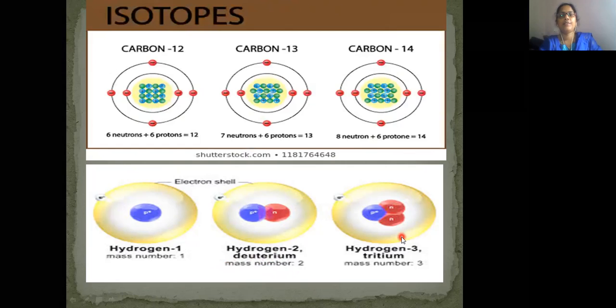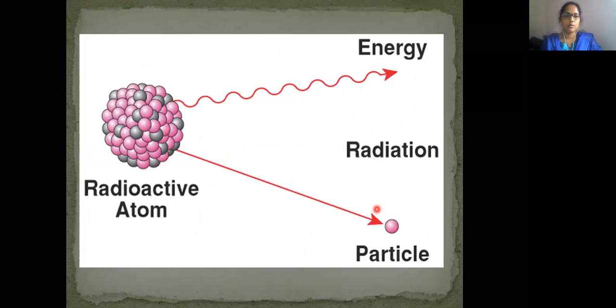And in case of tritium, the mass number is 3, so the protons are the same as that of the original element. It contains 1 proton and 2 neutrons, so total 3. The atomic weight will become 3. So these radioactive atoms are unstable. In order to become stable, they will emit radiations, and try to become stable particles.